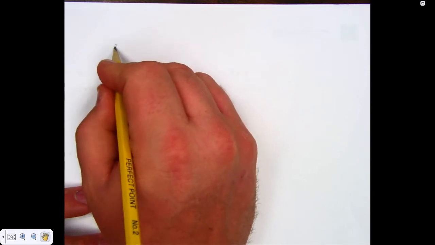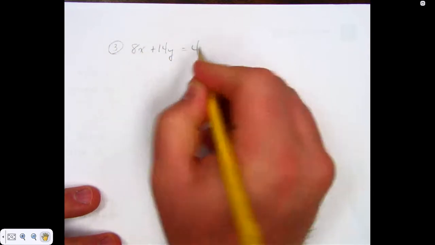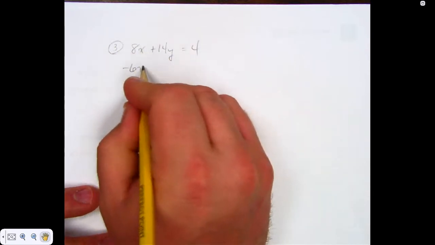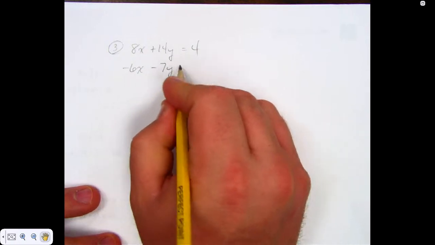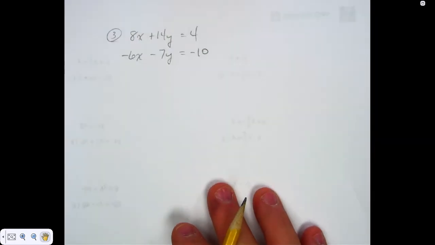If you had 8x plus 14y is equal to 4, and negative 6x minus 7y is equal to negative 10. Remember when we were doing the substitution method and I told you that sometimes they're going to set it up to try to lead you a certain way, that one way will definitely be easier than the other?